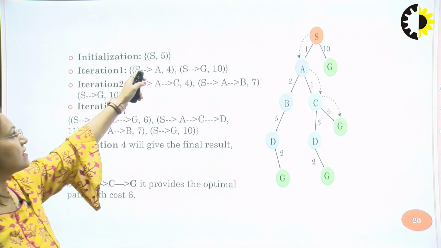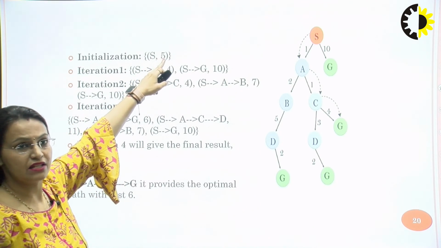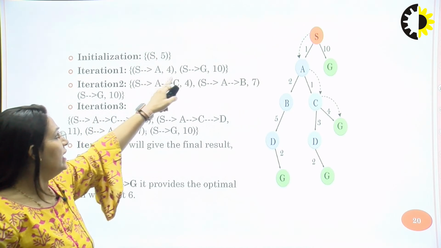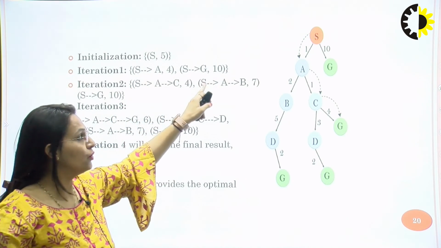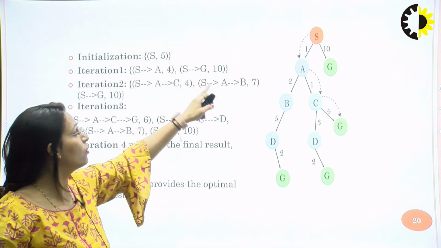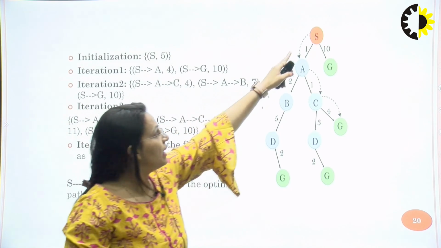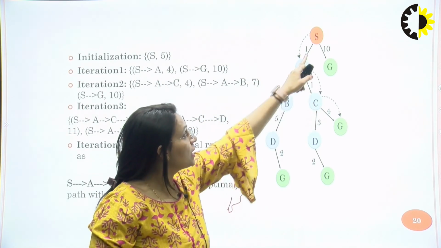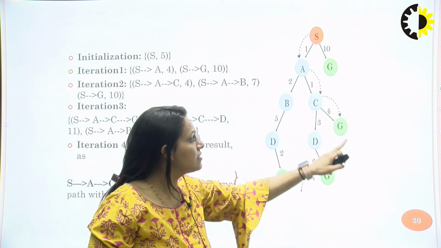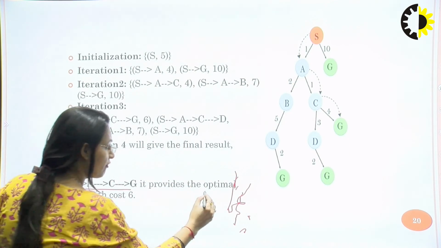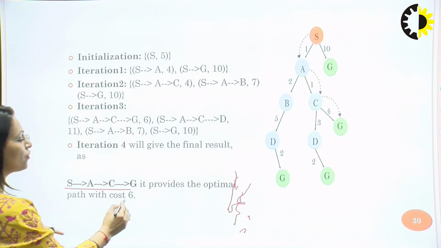Initially S is there, S is having some Hn value, that is Fn value, that is 5. Then A and G are further explored, which I have told you are 4 and 10. Out of these, 4 will be chosen, and then A is further explored, and the path here again comes out to be A to S, S to C and C to G, and this is the path which is providing me the optimal path with the cost of 6.